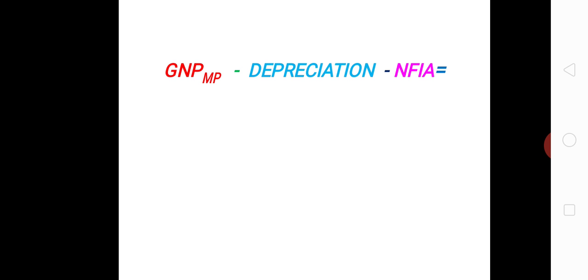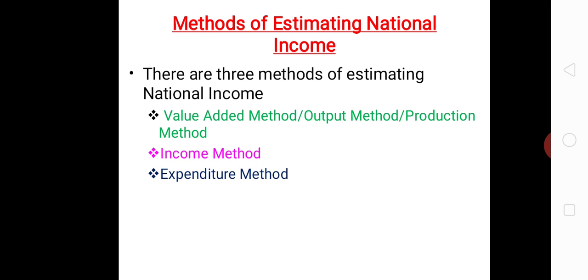Next, GNP MP minus depreciation minus NFI. If you subtract depreciation, you will get net, and when you subtract NFI from national, you will get domestic. So it is nothing but NDP. So these are all about the basic adjustments.